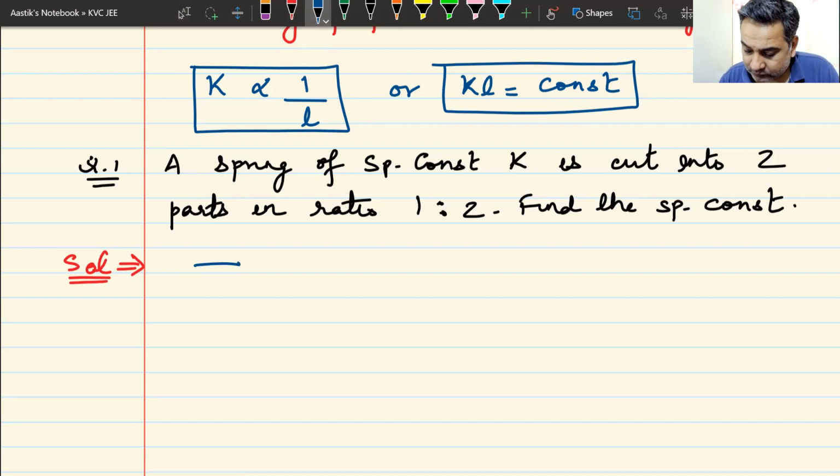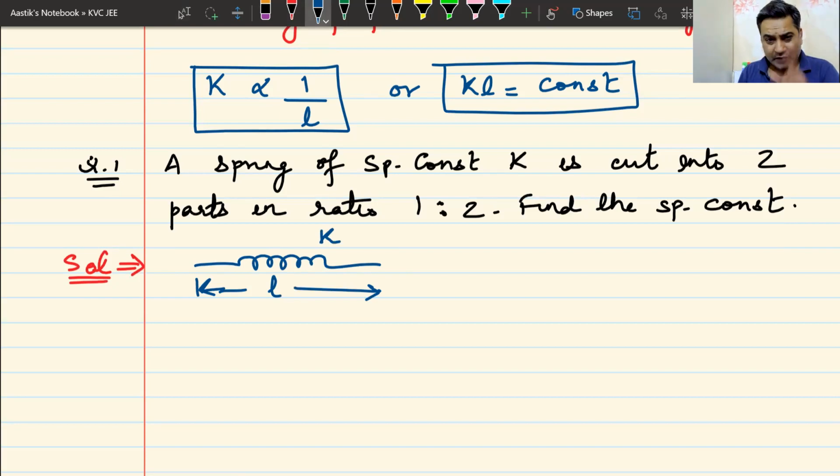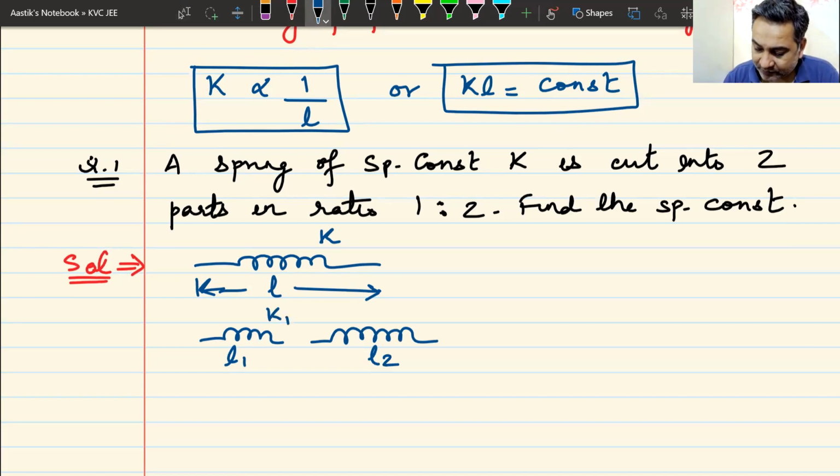So basically what I have is a spring of length L. Spring constant is K. Now I've cut it into two parts. This is part number 1. This is part number 2. If the length of this one is L1 and length of this is L2, spring constant is K1, spring constant is K2. So I've cut it into two halves. L1 and L2 are the lengths of the two halves. I know that L1 plus L2 will be equal to L. Yes or no? Do you understand this?